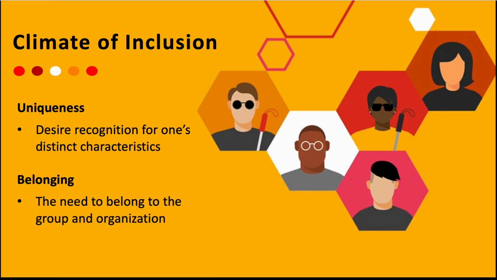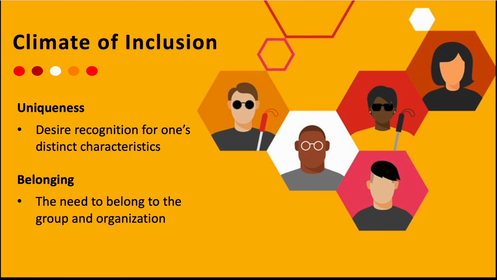So there's this desire to recognize that one has distinct characteristics, right? And that individuals themselves want other people to recognize their distinct characteristics. So it's not just that we know people are special and unique, but we want other people to recognize how we are special and how we are unique. It makes people feel good, and it makes them feel as though they're part of the team, that they're really contributing to something important. The second factor is belonging.